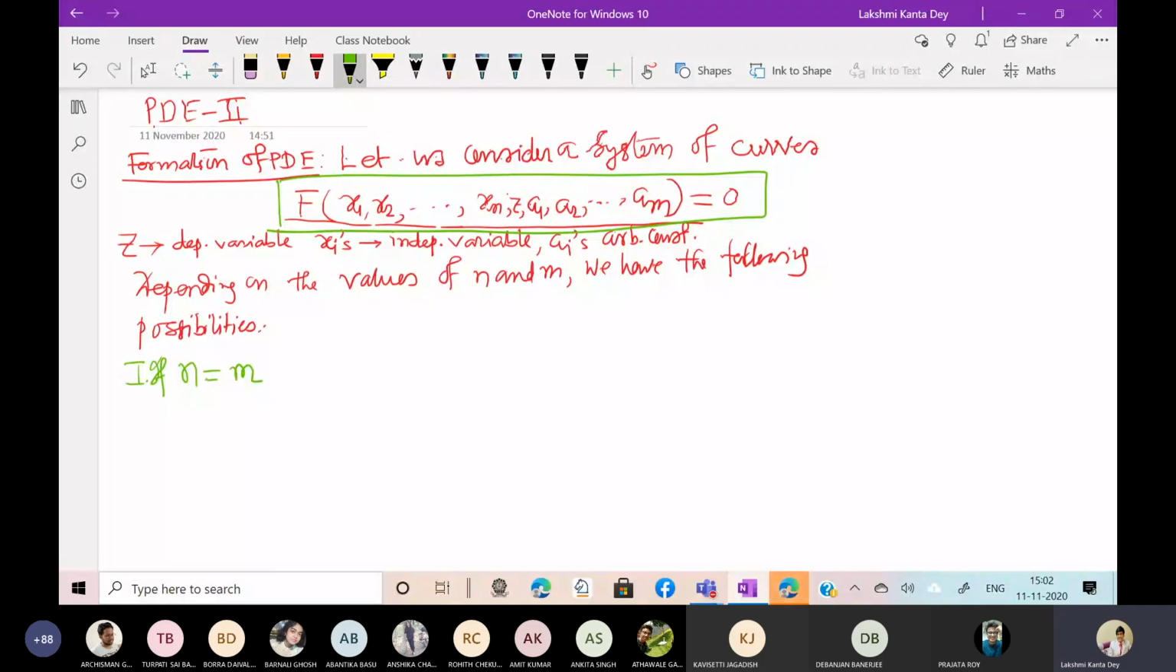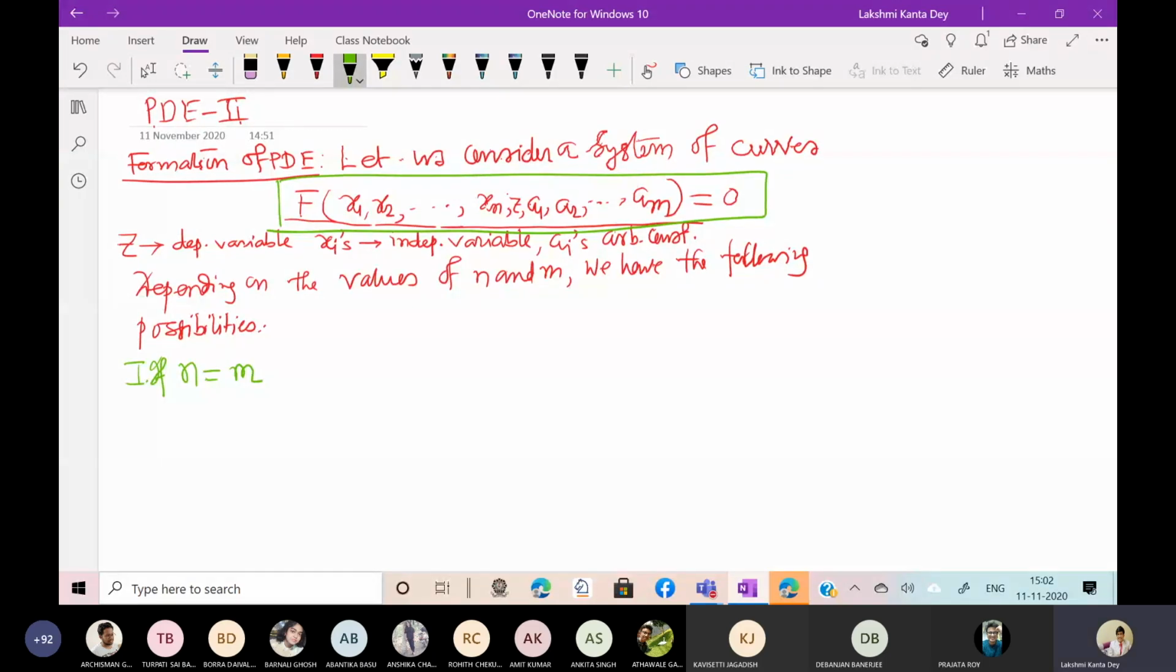A system of curves is given. We have to form a partial differential equation whose solution represents that particular system, whatever we start with. Clear? That is our target.